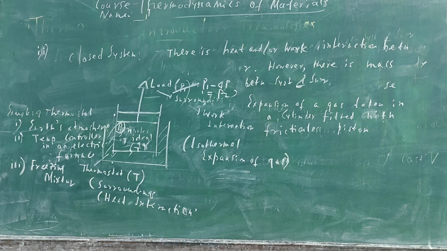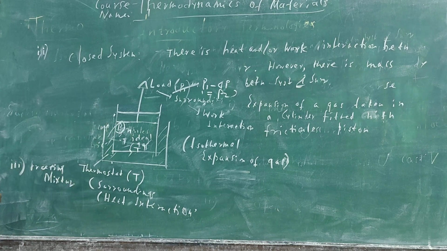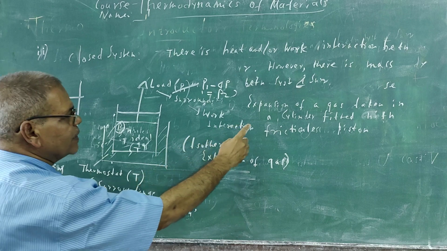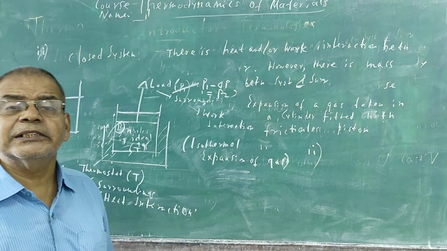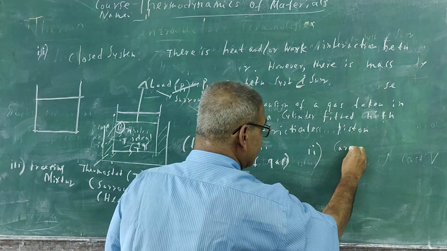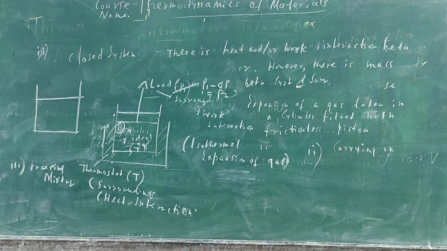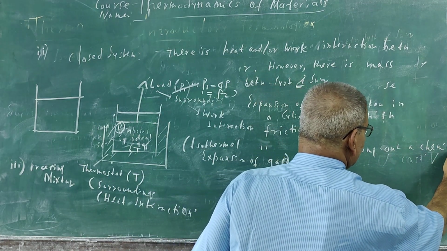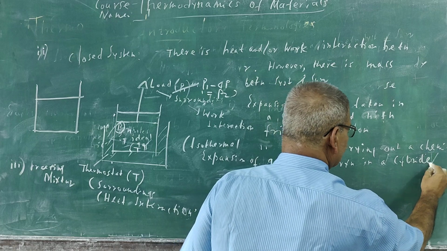Again I show you this system. I take the pen and draw the same picture again. Second example, after the first example of expansion. Tell me, what is it? Yes, carrying out a chemical reaction in the previous system, carrying out a chemical reaction in a cylinder with a heat engine piston.